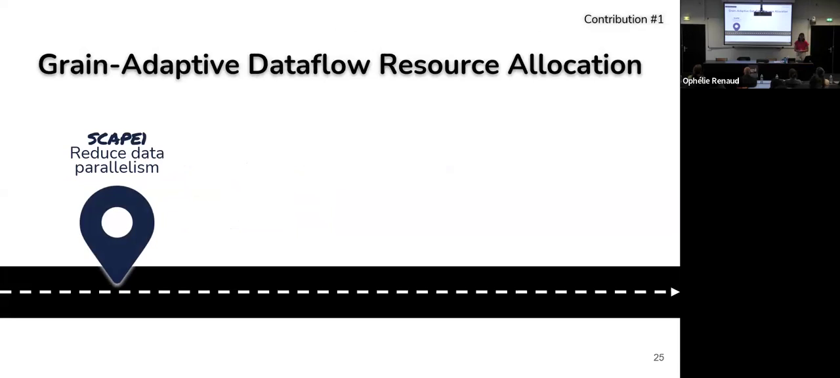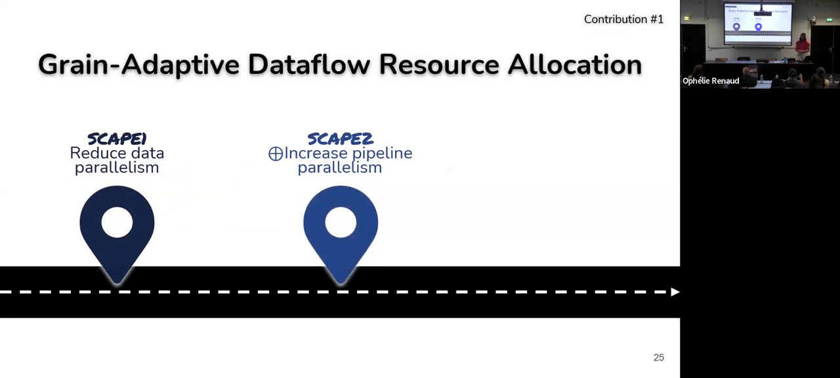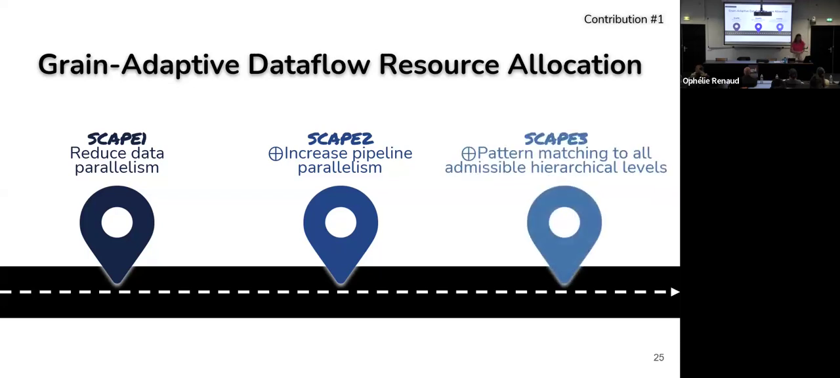So to clarify, there are 3 Scape methods, each an extension of the previous one. The first version of Scape focuses on reducing data parallelism on the target architecture. The second one extends the first one by increasing pipeline parallelism, identifying a sequential part of the graph thanks to clustering. And the final one allows pattern matching on all admissible hierarchical levels, leading to only one clustering configuration fine-tuned to the target architecture.